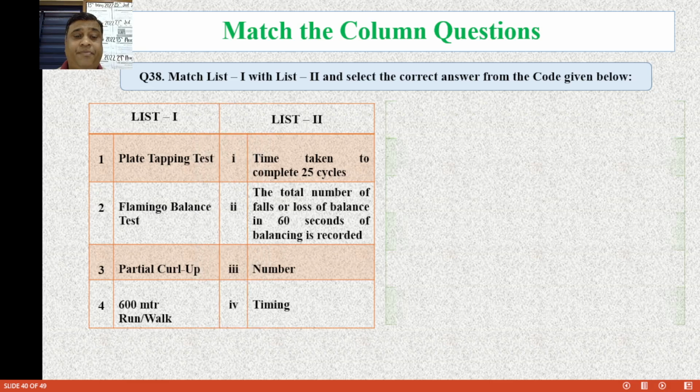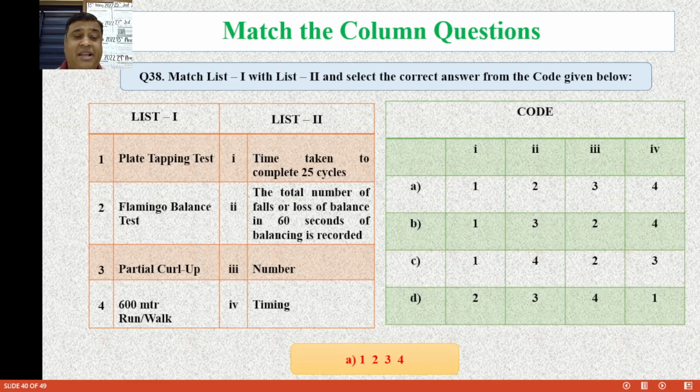Question number 38. Plate tapping test, flamingo balance test, partial curl-ups, and 600-meter run. For the plate tapping test, what is the process? 10 timings are taken for 25 complete cycles. In the flamingo balance test, the total number of falls and losses of balance in 60 seconds of balancing is recorded. For partial curl-ups, the number of curl-ups will be required, and for the 600-meter run, timing should be required. Now option A, 1, 2, 3, 4 is the correct option.